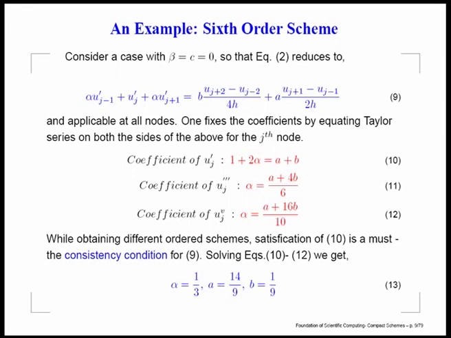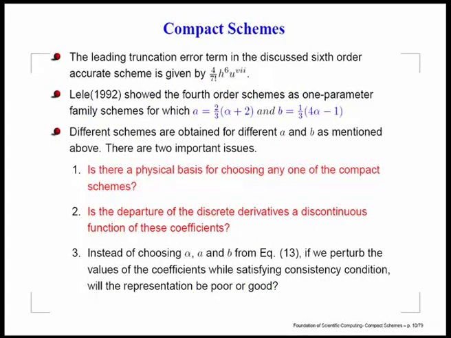Satisfaction of 10 is a must, and this is what we call the consistency condition. This was a unique scheme given here, alpha, a and b. And we talked about that the leading truncation error is the seventh derivative term. That's why it is called a sixth order scheme.